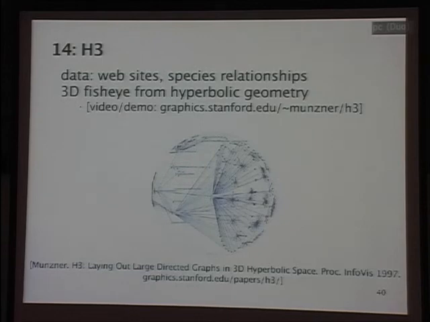Some slightly later work that was from my own thesis work again, the H3 system, is trying to use the mathematics of 3D hyperbolic geometry instead of 2D hyperbolic geometry to try to fit more information in at once and do better on the information density. So I'll briefly show you a little bit of a video of this system in action, or you can download it and play with it off the website. It's a free system.